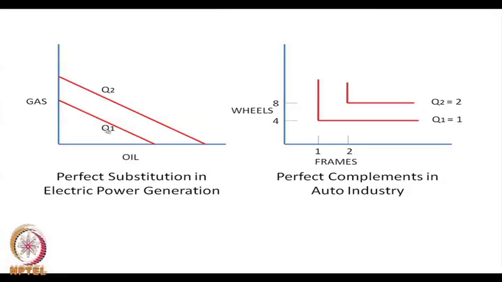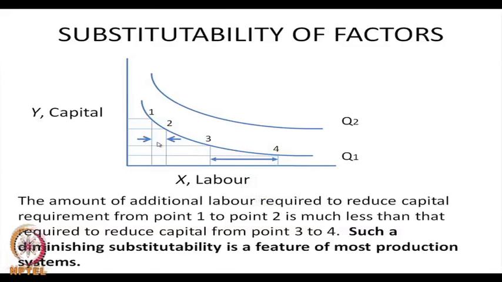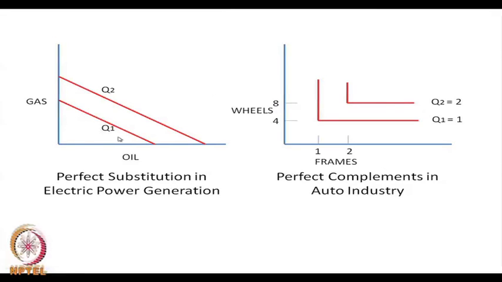Q2, it is parallel to the Q1 isoquant line. So, here we see that if I draw a line here, in this case, this requirement is much less than this requirement. When it is a straight line, it will be exactly the same. So, this is a case of perfect substitution by gas with oil or vice versa.